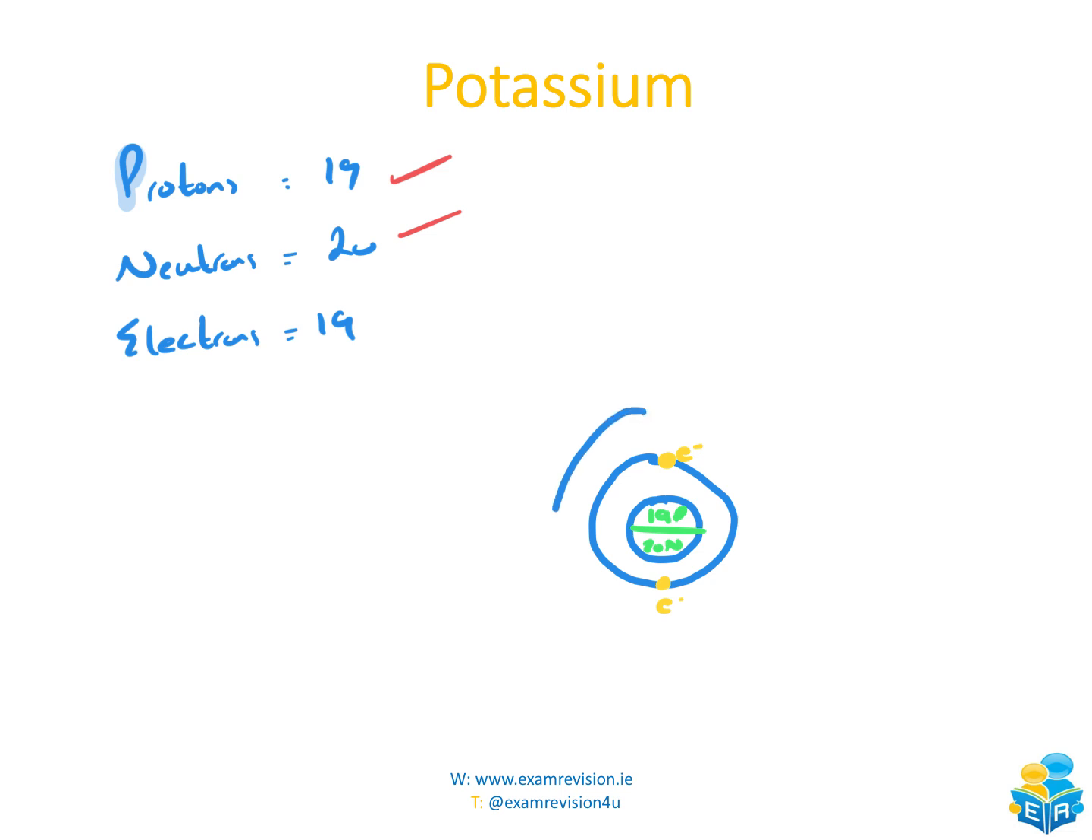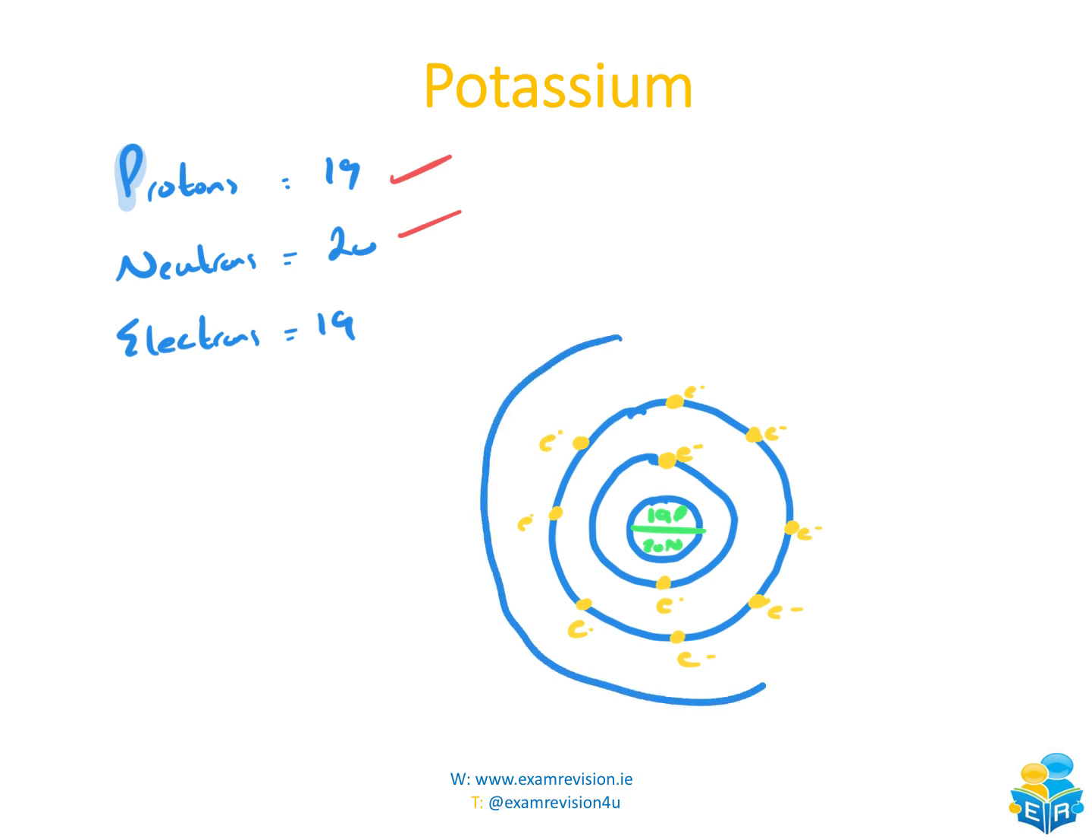So we open up our second shell. We can actually include all 8 this time, because even when we include all 8, we're still not going to be at 17. We'll only be at 10. So that's a total of 10 electrons so far. We need 9 more. So we'll open up our third shell here. We can actually fill this one up as well, because this is only going to bring us as far as 18. We need to get to 19.